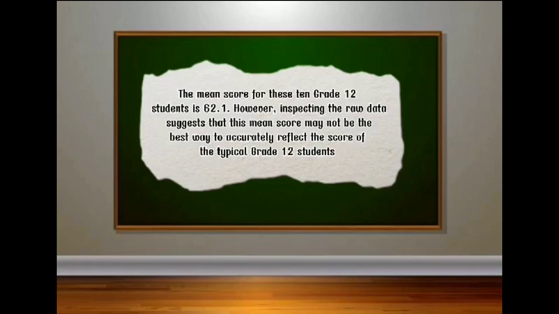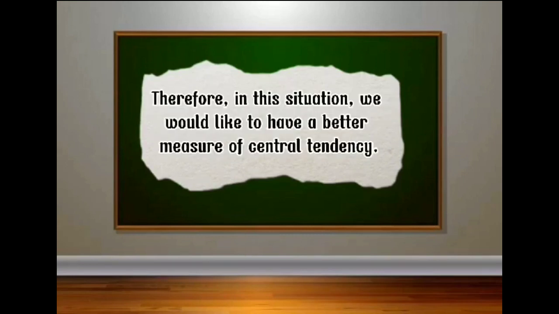However, inspecting the raw data suggests that this mean score may not be the best way to accurately reflect the score of the typical grade 12 student. As most students have scores in the 5 to 95 range, the mean is being swayed by the extremely low and extremely high scores. Therefore, in this situation, we would like to have a better measure of central tendency. As we will find out later, taking the median would be a better measure of central tendency in this situation.